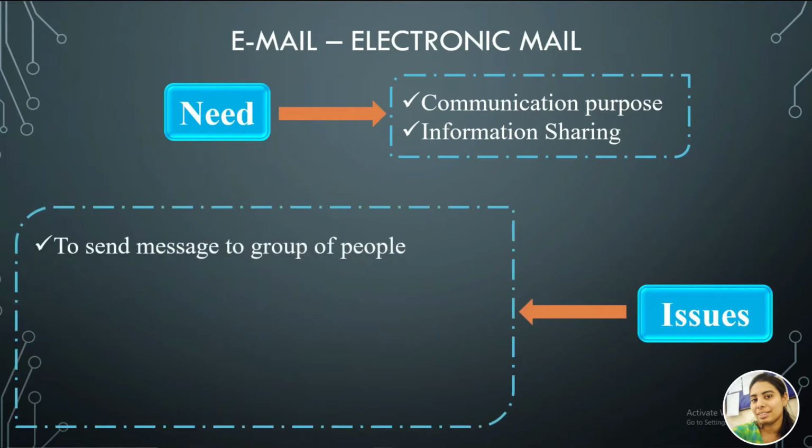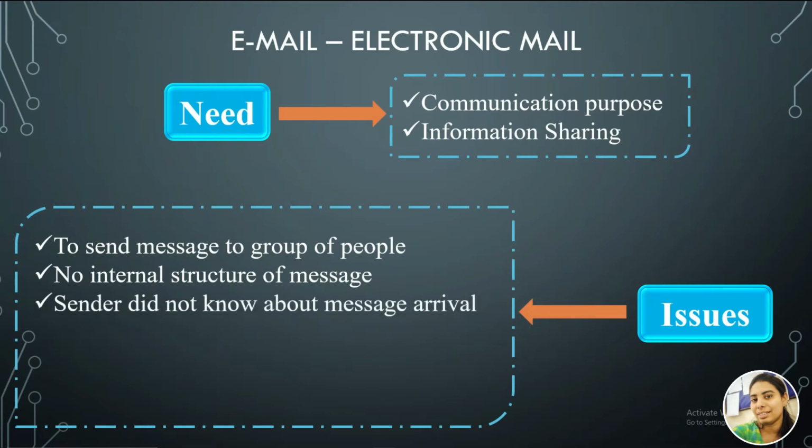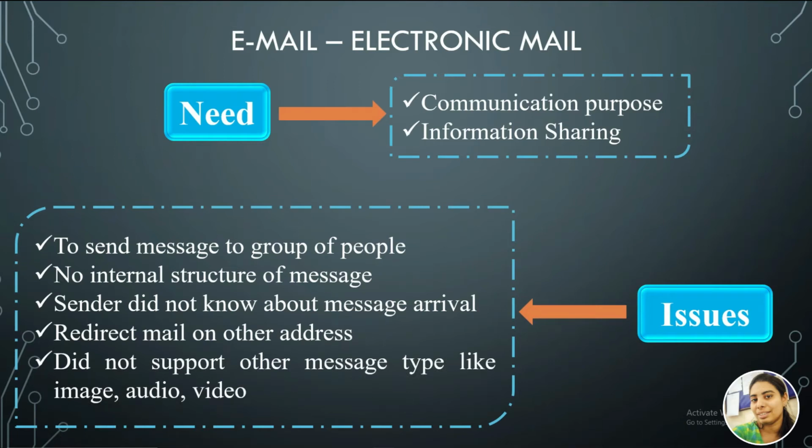People were unable to send a message to a group of people; for that, they needed to send individual messages. There was no internal structure of the message, so it was very difficult to understand the main message. The sender did not know about the arrival of the message. The user could not redirect the mail to any other address. And the system did not support other message types like image, audio, video, etc. To overcome these problems, the email system was introduced in 1971.